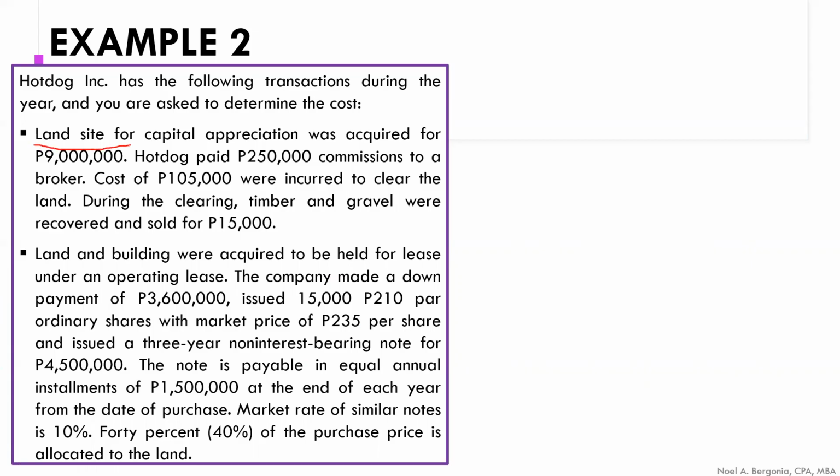It is already under investment property, land for capital appreciation, which was acquired originally at 9 million. So that's our purchase price, 9 million. Then Hotdog paid 250,000 commissions to a broker. So yung naghanap ng land, binayad niya would be 250,000. Then costs of 105,000 were incurred to clear the land. So cost of clearing, no?